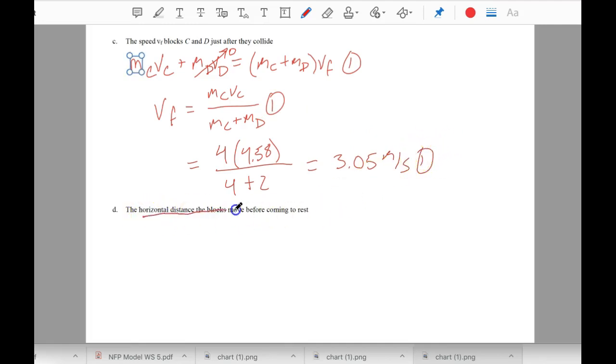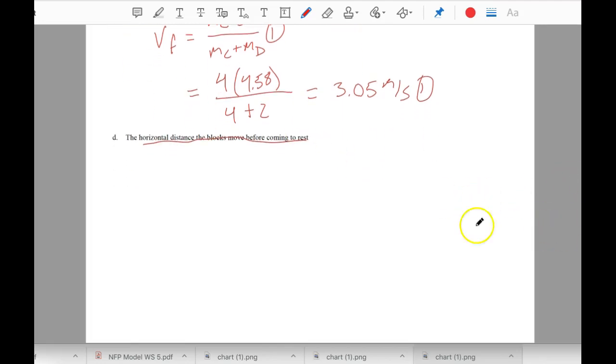Next thing it says is the horizontal distance the blocks move before coming to rest. So that is just at the point where they're going to come to rest. Here we go. We know that the change in kinetic energy should be equal to the work done by that frictional force, because when we use all of that kinetic energy, then we know that it's going to stop. So how does that kinetic energy get used up? It is the work done by that frictional force.